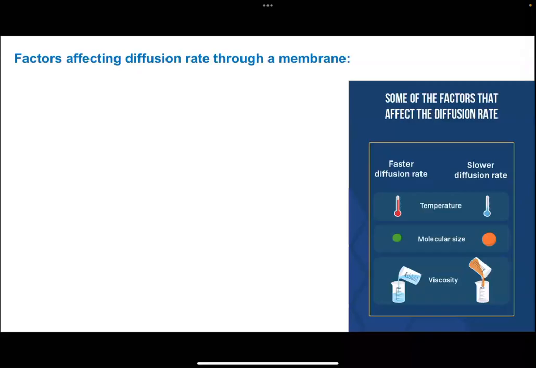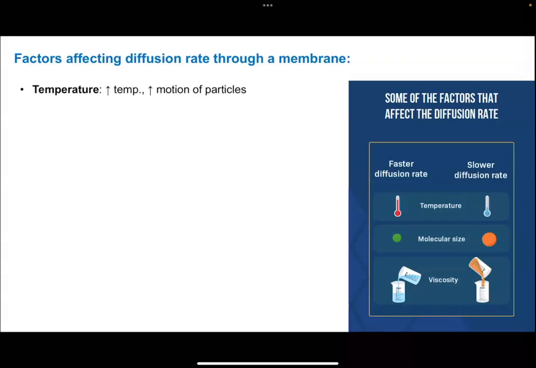Some of the things that'll affect how fast something can diffuse through a membrane or across a membrane are temperature. It's very important to understand that all of these factors are what can happen in the body, and so they can affect how your cells function because it affects how fast things can get across the membrane.